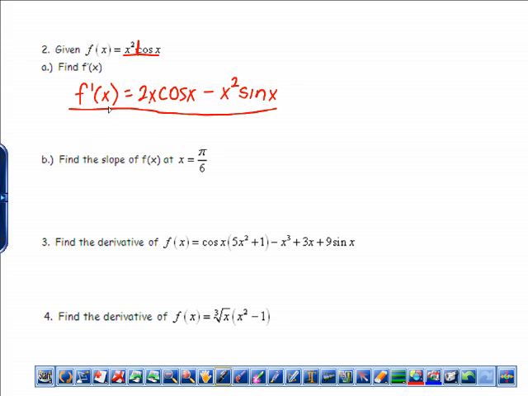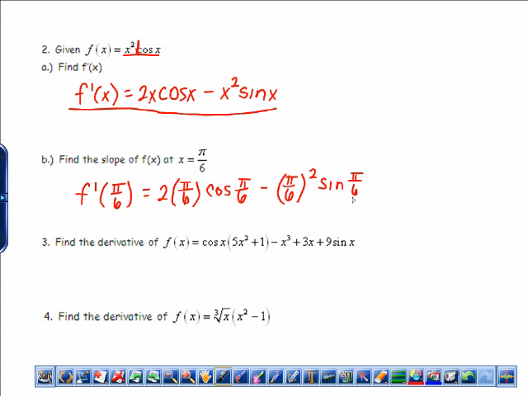Alright, now this says find the slope of f of x at x equals pi over 6. Now, we already found the derivative, so now we just need to plug in pi over 6. And we should be able to do this since we've reviewed our trig. So we have 2 times pi over 6 times the cosine of pi over 6 minus pi over 6 squared times sine of pi over 6.